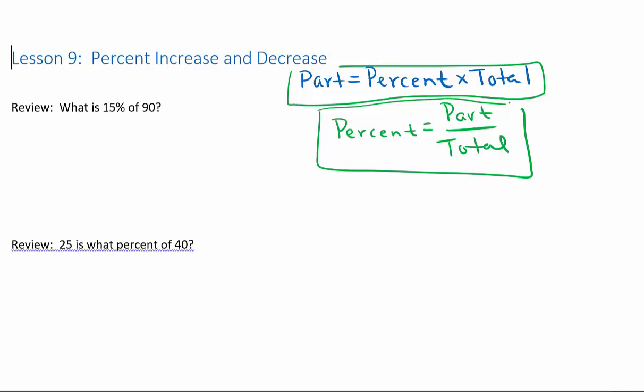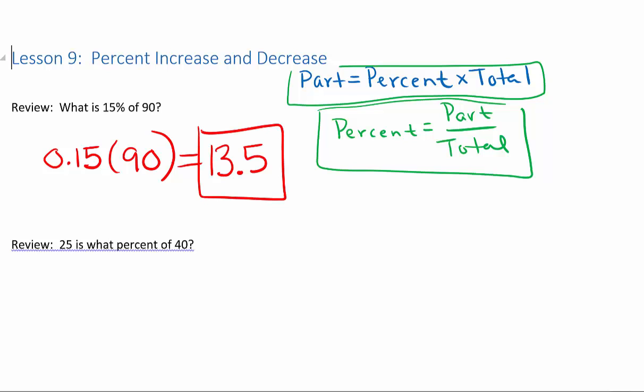So if I want to find what is 15% of 90, I'm trying to find the part. So I would take the percent, write it as a decimal, 0.15. Remember, I moved the decimal 2 places to the left. And I multiply that by the total, which is 90. That gives me the part, or an answer of 13.5.